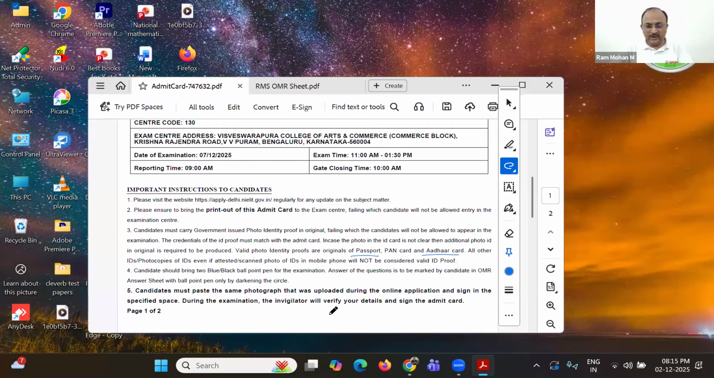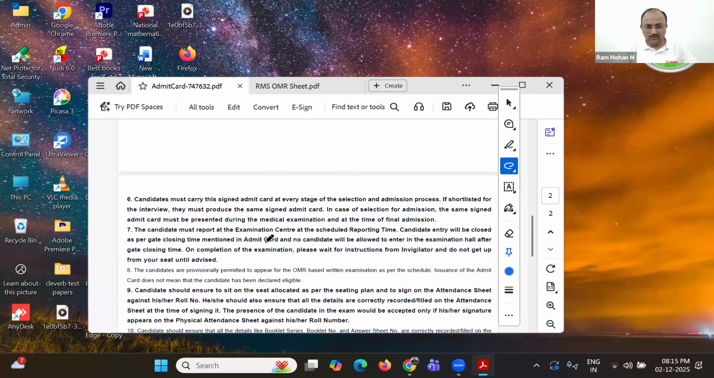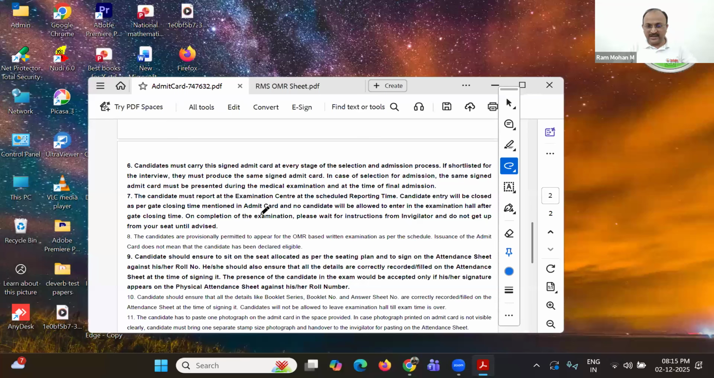Next one, candidate should bring two blue or black ballpoint pens for the examination. Answers to the questions are to be marked by the candidate in the OMR answer sheet with a ballpoint pen only, for darkening the circles. Next, candidate must paste the same photograph that was uploaded during the online application and sign in the specified space. During the examination, the invigilator will verify your details and sign the admit card, pages 1 and 2. Candidate must carry this signed admit card at every stage of the selection.